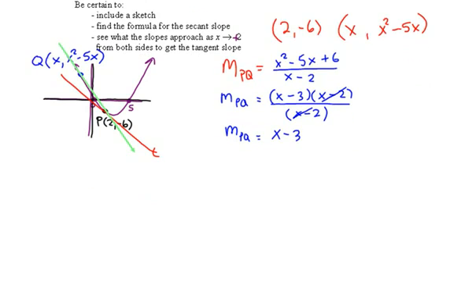Okay, so x minus 3. So we want to approach it from both sides. As x approaches 2, we want to see what our secant slope approaches, which is x minus 3. And we need to do it from the left and from the right. So a left-hand side limit and a right-hand side limit.